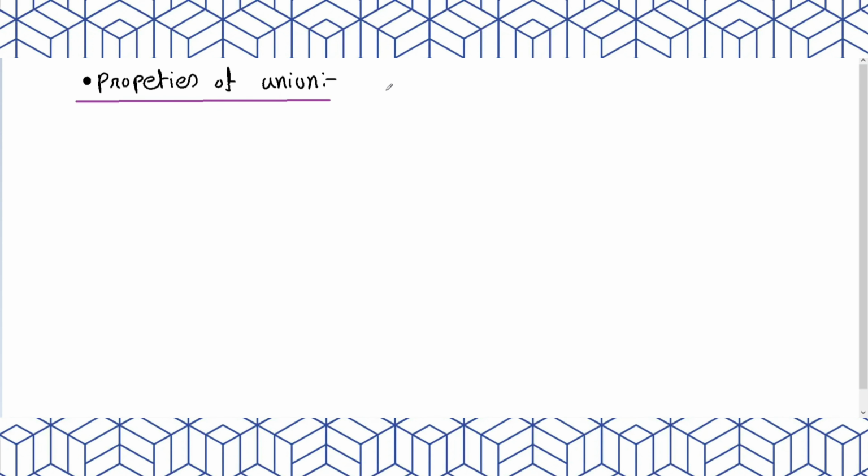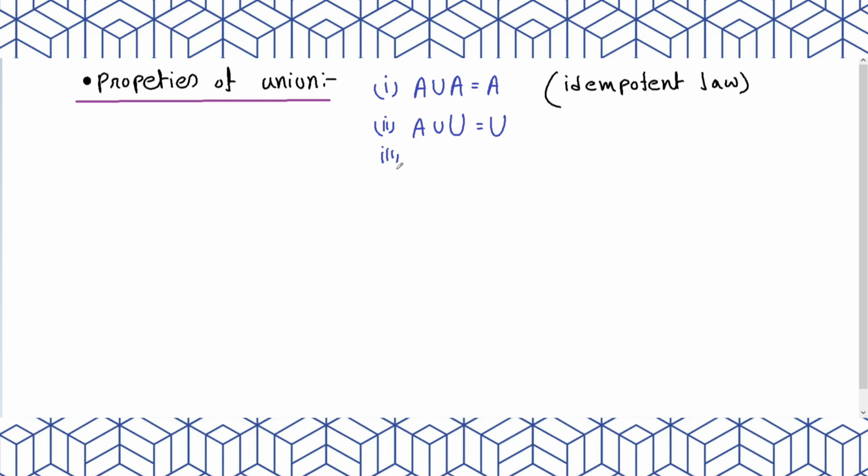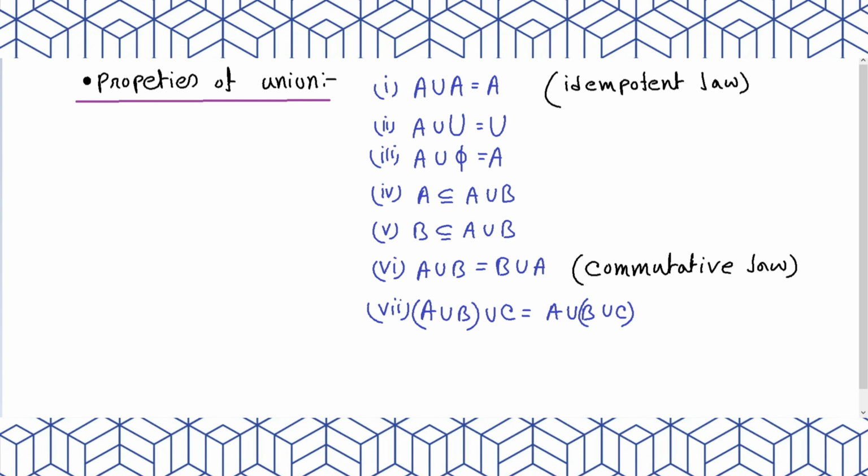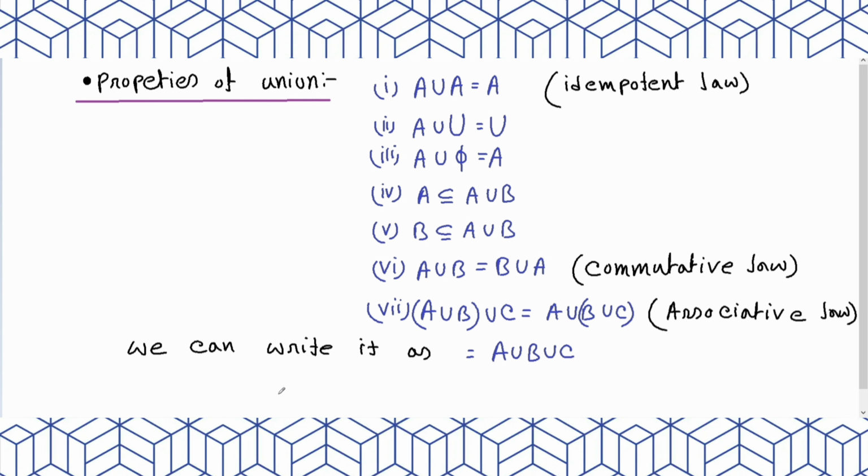Some properties of union are A union A equals A. It's called idempotent law. The second one is A union universal set equals universal set. Third, A union null set equals A. Fourth and fifth are A and B both are the subset of A union B. And the sixth one is A union B equals B union A. It's called commutative law. And the last one is associative law, and we can write it as A union B union C.